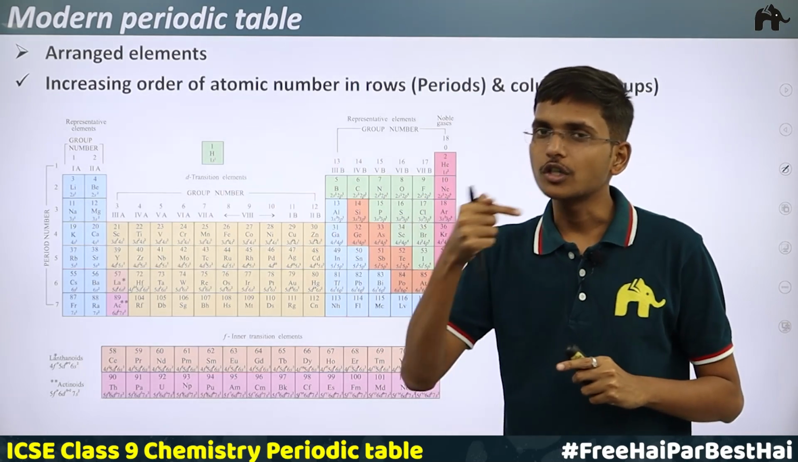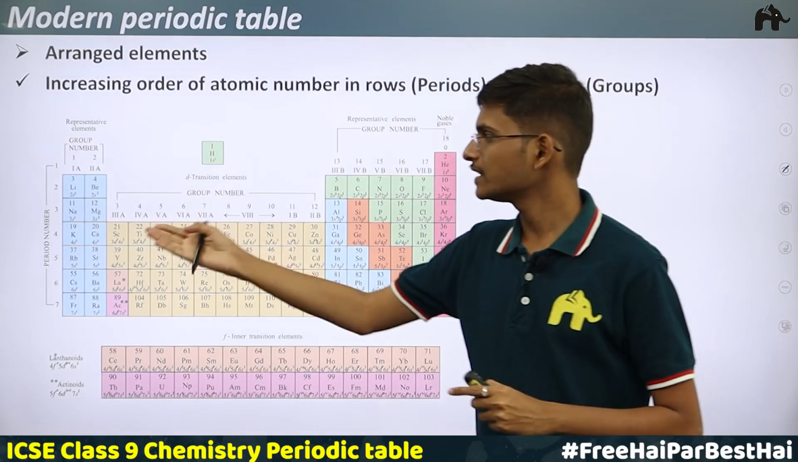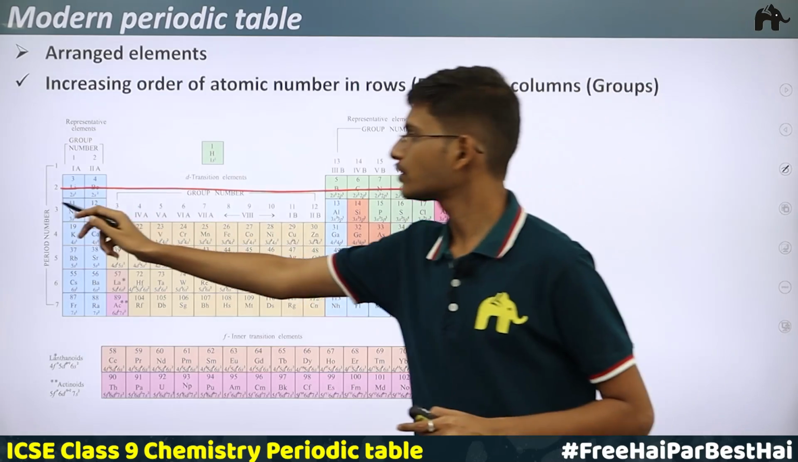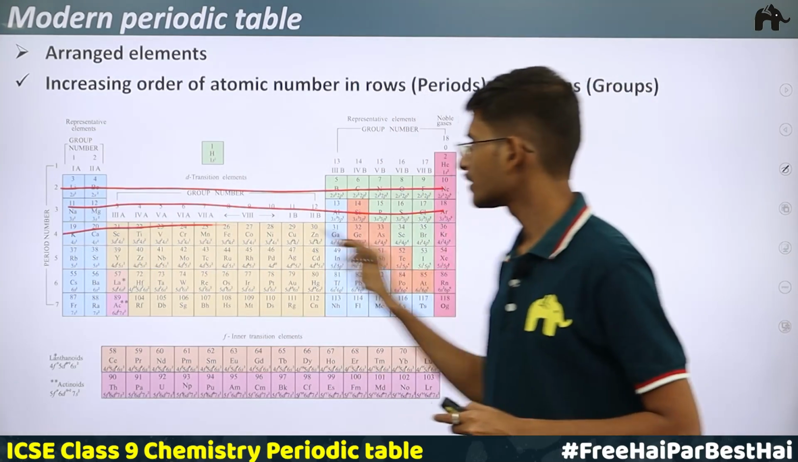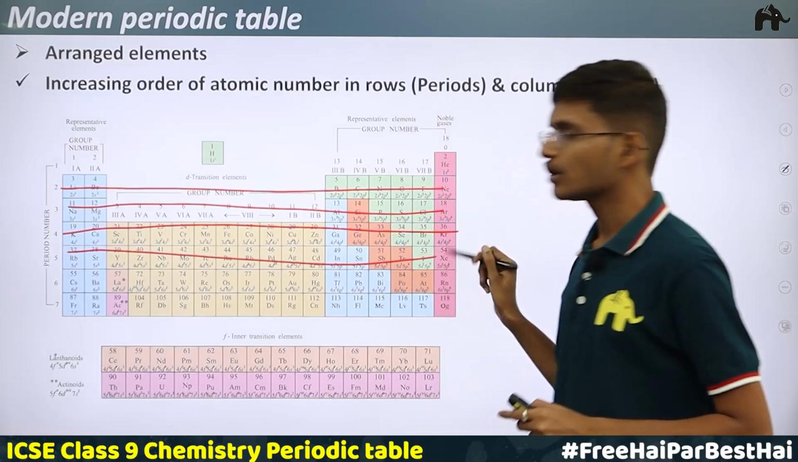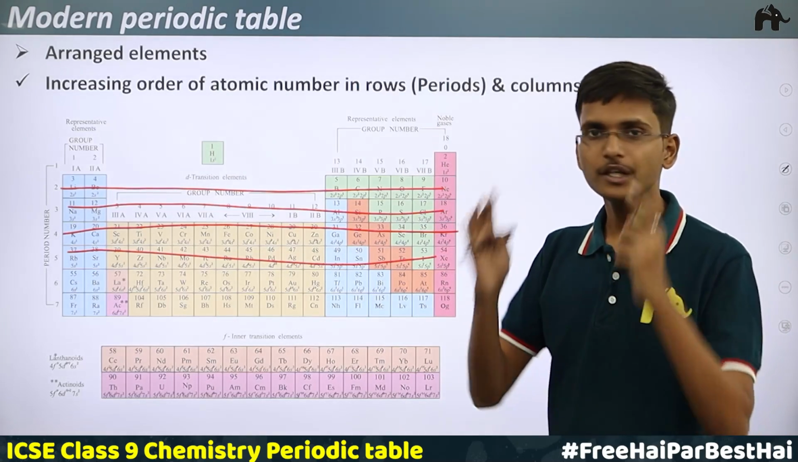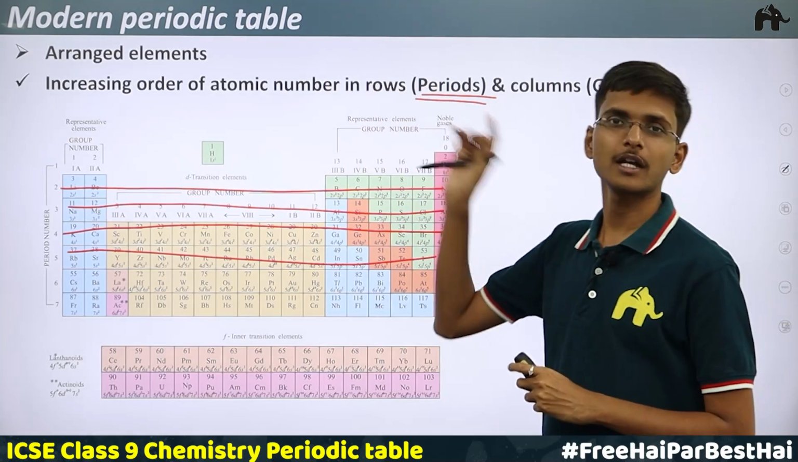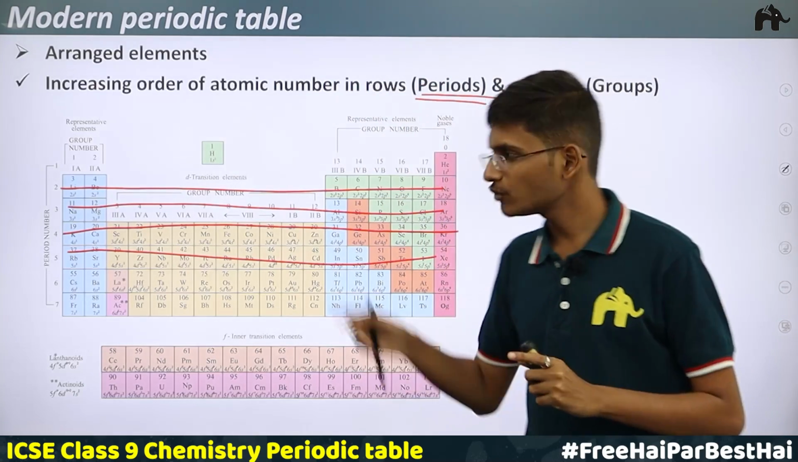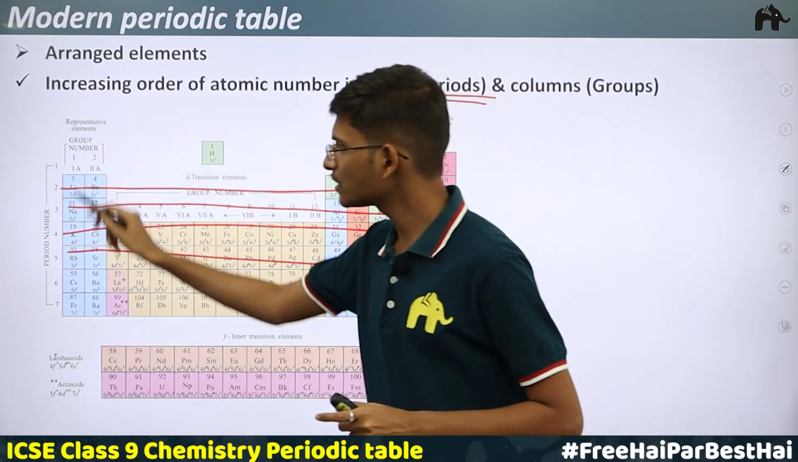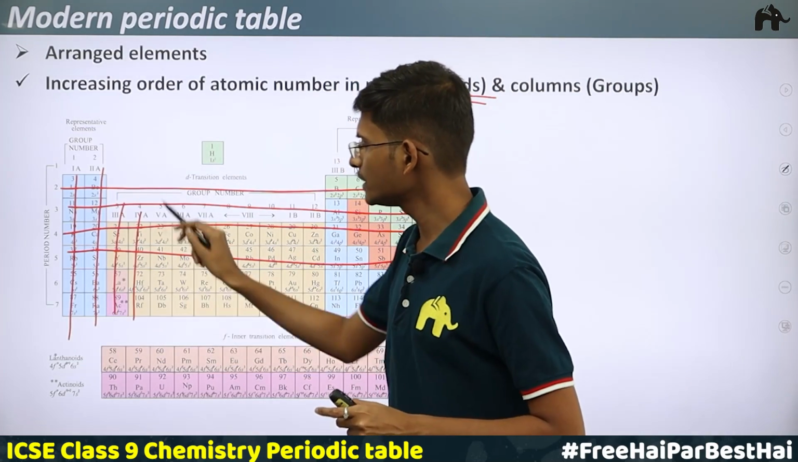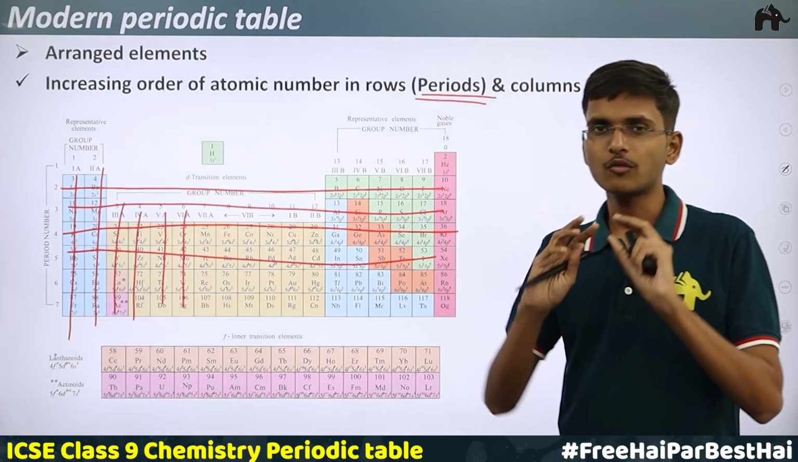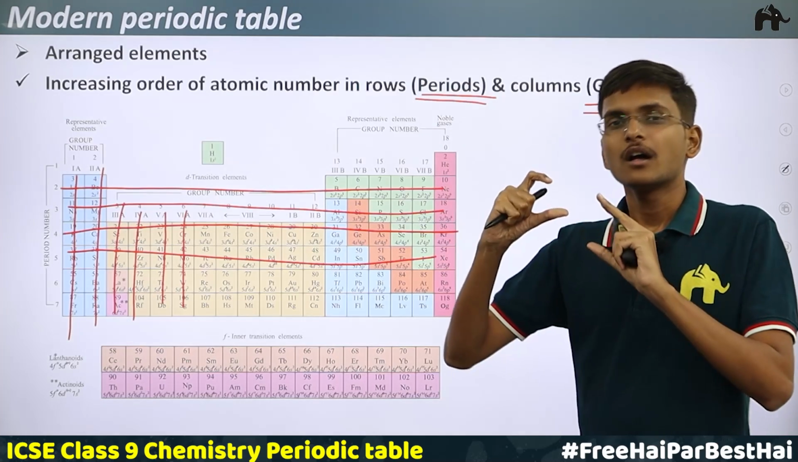That is horizontal rows and vertical columns. You can see here, these are the horizontal rows, right? So these horizontal rows are called periods. You have to remember this thing. The horizontal rows in the modern periodic table are called periods, and the vertical columns, you can see here, these are called groups. Clear? So I hope it is clear to you now what periods and groups are.